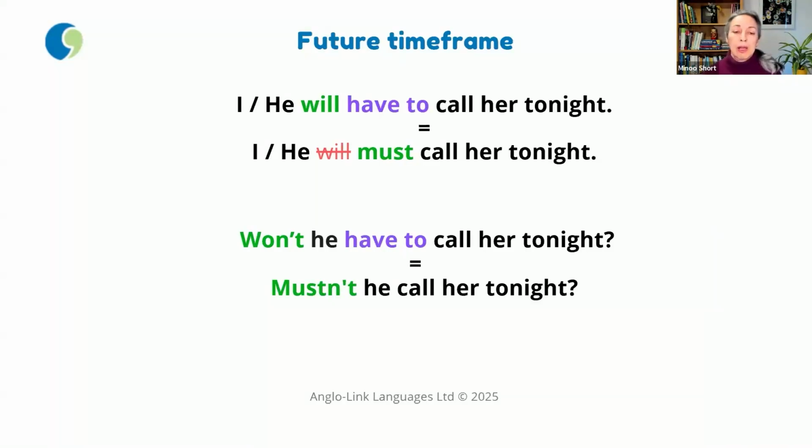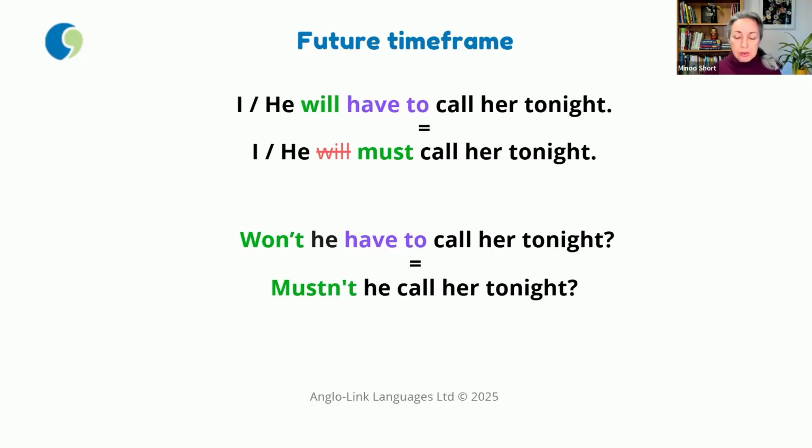And therefore, in the negative and question form, it's the same. Have to needs another help verb, which is will in this case. Won't he have to call her tonight? Whereas must takes direct negative and question forms for the future as well. Mustn't he call her tonight?